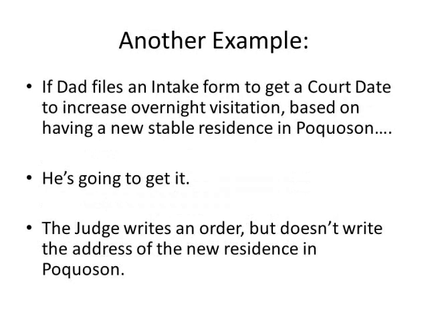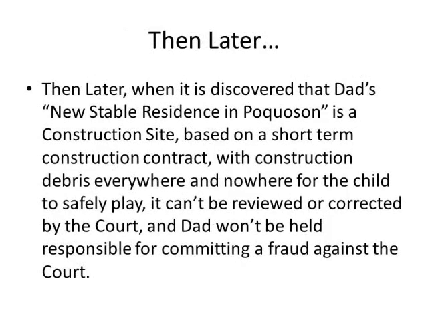Another example, if Dad files an intake form to get a court date to increase overnight visitation based on having a new stable residence in Pocosin, he's going to get it. The judge writes an order, but doesn't write the address of the new residence in Pocosin. Then later, when it is discovered that Dad's new stable residence in Pocosin is a construction site based on a short-term construction contract, with construction debris everywhere and nowhere for the child to safely play, it cannot be reviewed or corrected by the court, and Dad won't be held responsible for committing a fraud against the court.